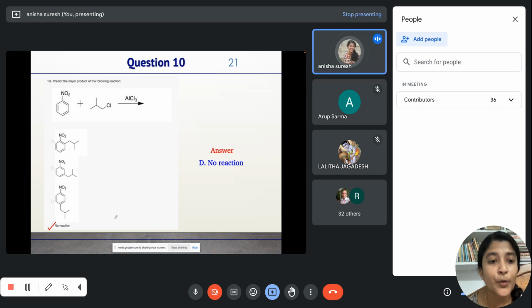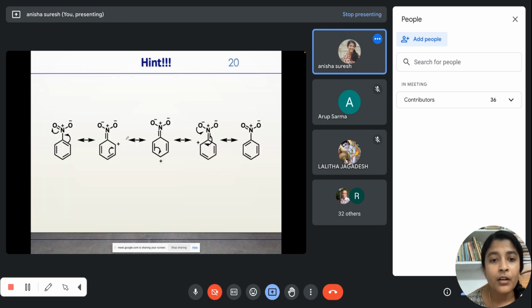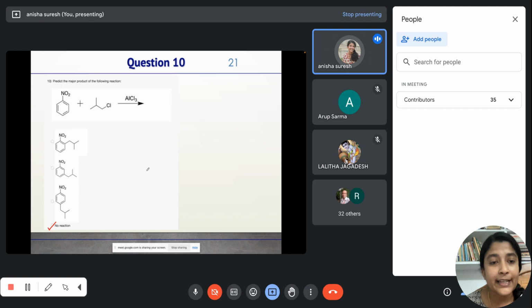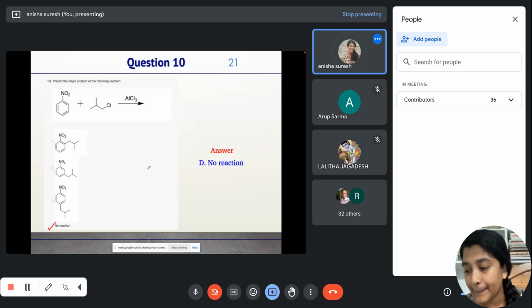Ring is having an overall positive charge over it because of the electron withdrawing effect of the nitro group. That is why ortho para positions are completely ruled out, because it is having a positive charge directly at that position. And since the ring overall resonance structure is having a positive charge over it, because of that meta alkylation is also not possible. So there will be no Friedel-Crafts alkylation reaction taking place in this case. Is it clear? Yes, ma'am, it is clear.